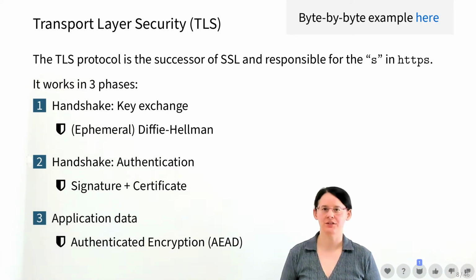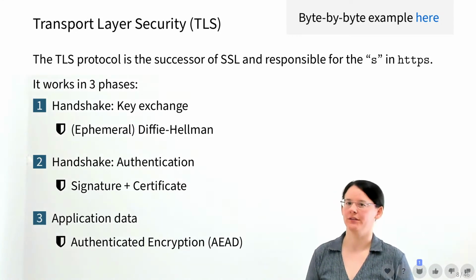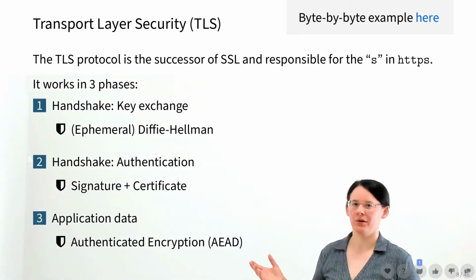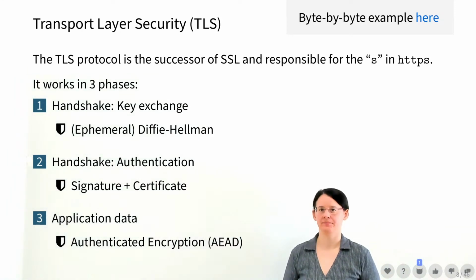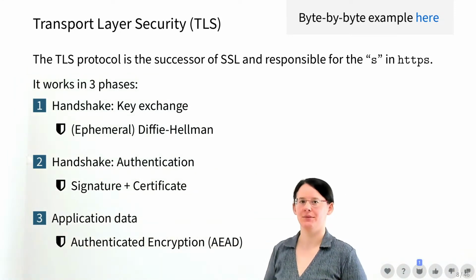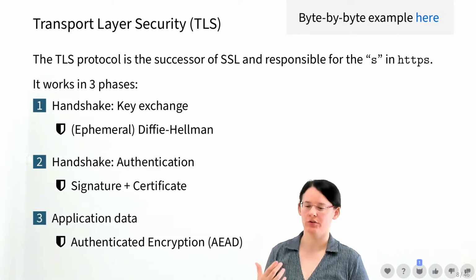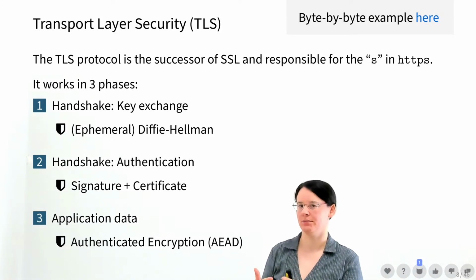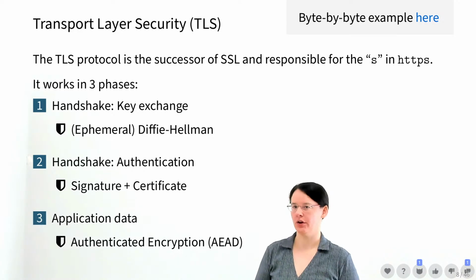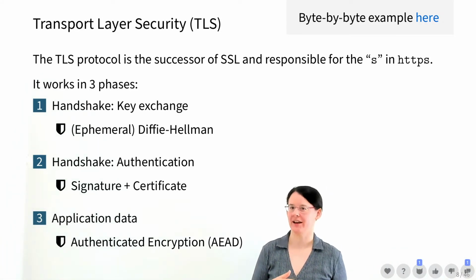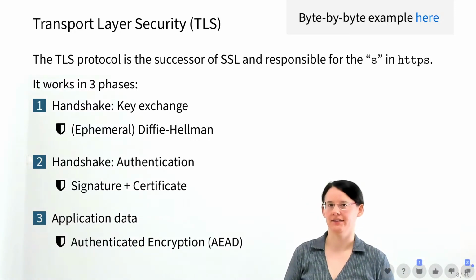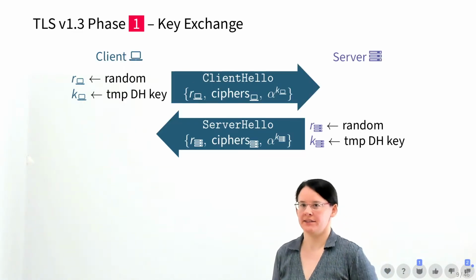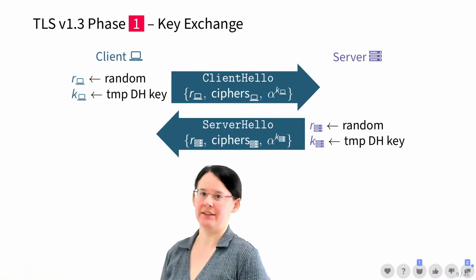TLS in the most recent version, which is TLS version 1.3, actually properly specifies that you should use authenticated encryption, as it should be. So let's have a look at these phases in a bit more detail, and let's have a look at what values are actually sent between the two parties. In the following, I'm going to call the two parties the client and the server rather than Alice and Bob, because most often they are client and server. So let's look at phase 1, which is the key exchange.